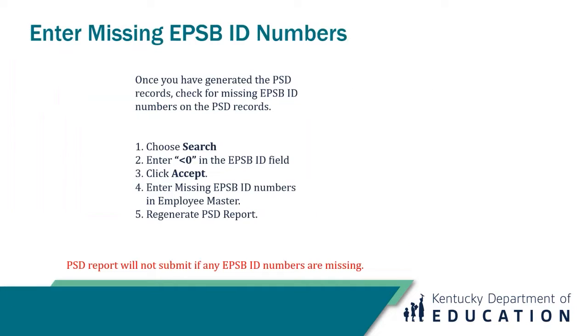So then you'll want to enter the missing Epsb ID numbers. So once you've generated the PSD records, you'll check for missing Epsb ID numbers on the PSD records. And you'll do that by choosing search, enter less than 0 in the Epsb ID field and click accept. And any that you're missing, you'll want to go back and add those numbers in.